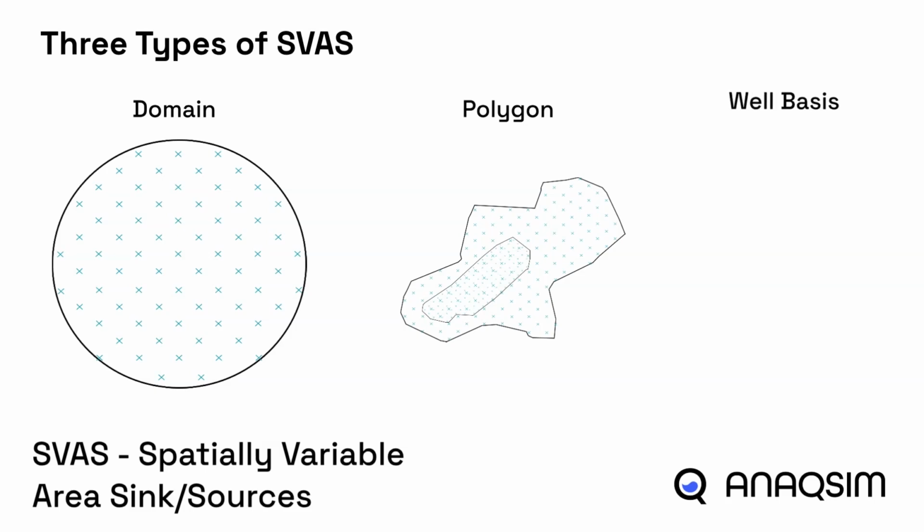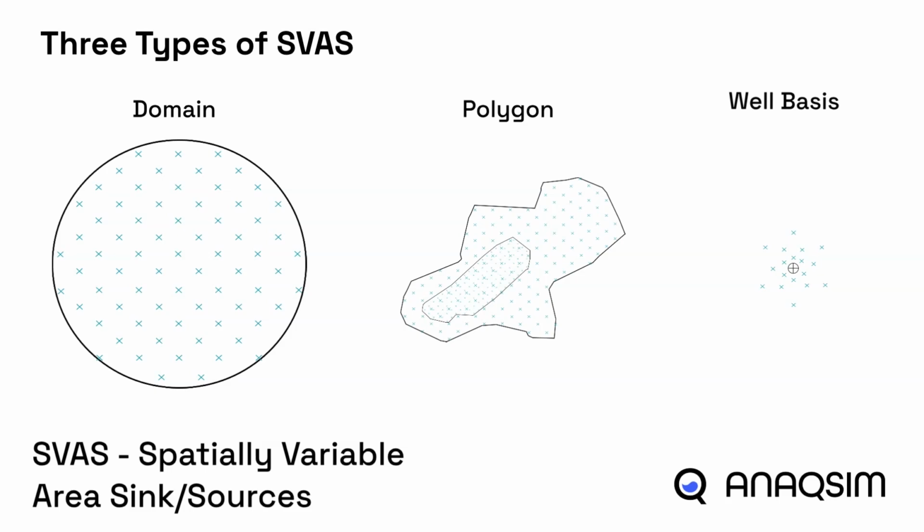Finally, there's well basis point SVAS. This method automatically places SVAS points around pumping wells in a radial pattern, with points getting denser as they approach the well. It's the most efficient way to capture vertical flow around a well. And here's a big plus. These points move automatically when you move your well. That means if you need to test different well locations, you won't have to manually adjust your SVAS points every time.